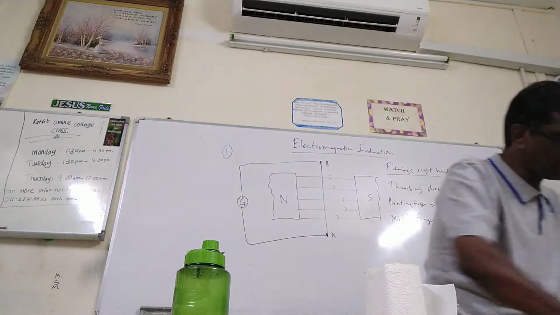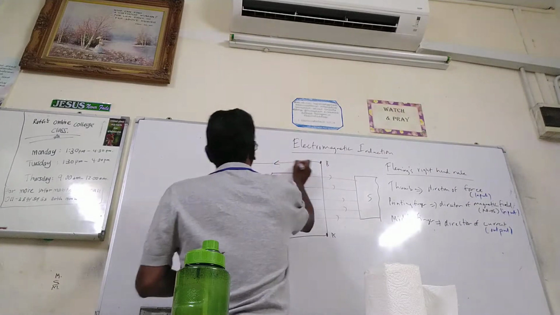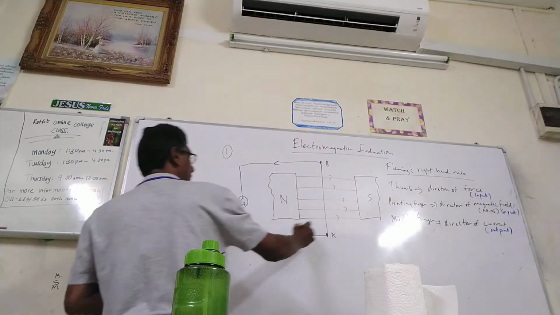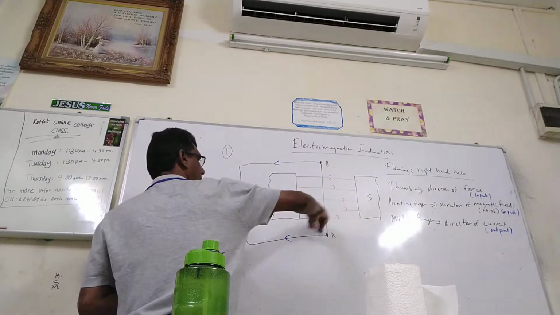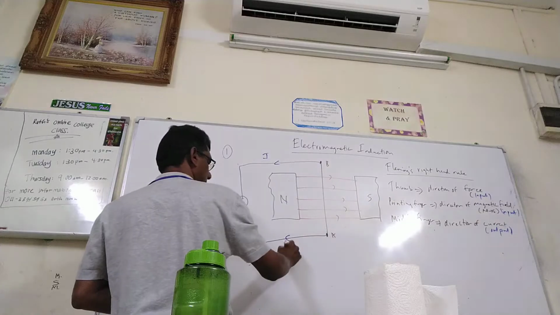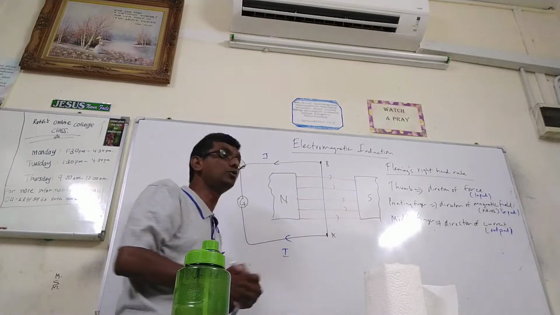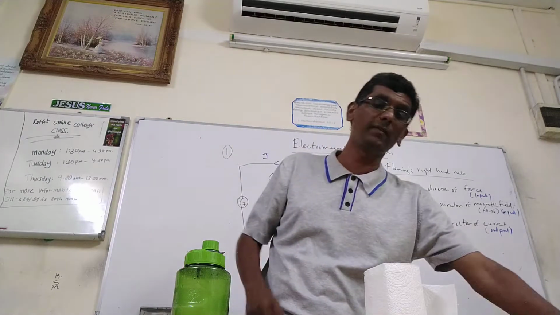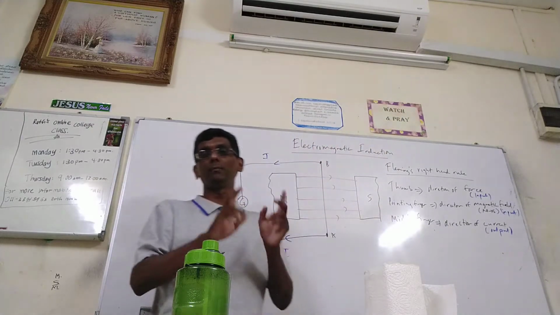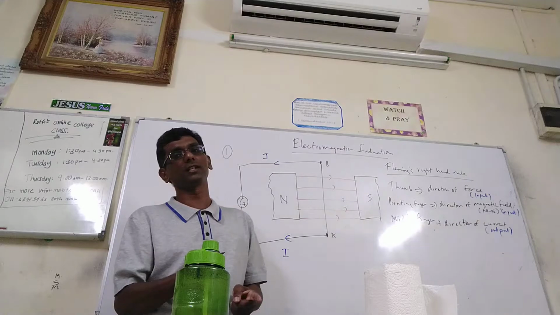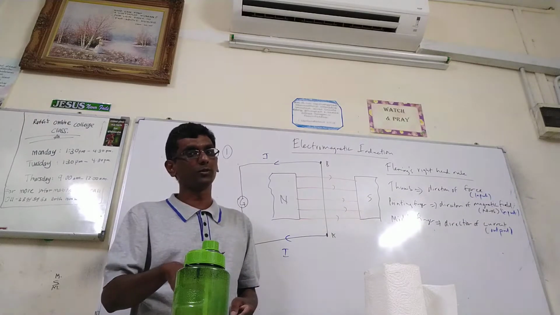The current flows in here, flows in here, so flow out, flow in, flow out. The current is flowing in two directions. That's one difference between induced current and battery current. Battery current flows in one direction. Induced current flows in two directions.